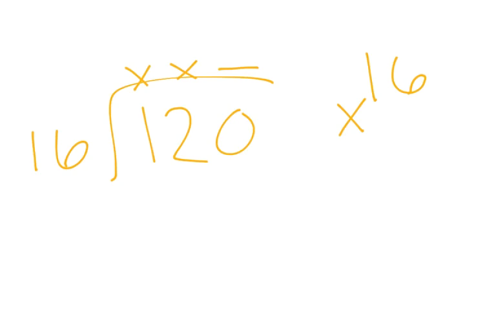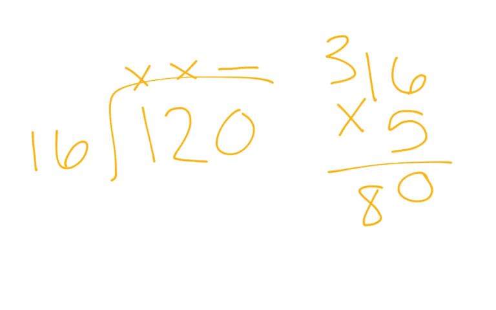What do you multiply by 6 that ends in a 0? 6 times 1 is 6, 6 times 2 is 12, 6 times 3 is 18, 6 times 4 is 24, 6 times 5 is 30. I'm going to try by 5. 16 times 5 is 30. 5 times 1 is 5, plus 3 is 8. That's not going to work.